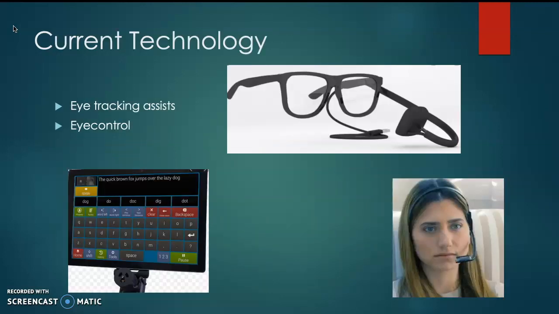So current technology, right now there's eye tracking assists and eye control. So eye tracking assists is this one right here. It has a screen with a camera that tracks the user's eye in order to construct words and sentences. And then these two are the eye control. They're a newer technology where the user either wears a headset or eyeglasses that tracks eye movement and gives audio feedback for the user to hear the word, sentence, or phrase, whatever they've constructed.